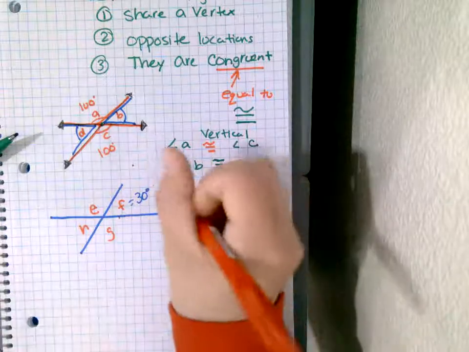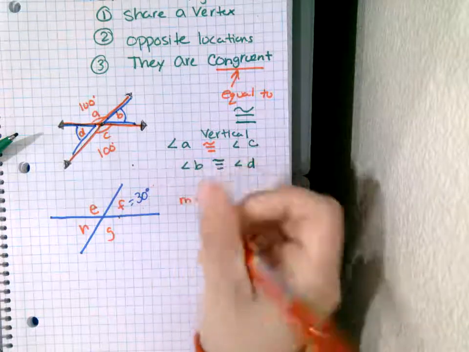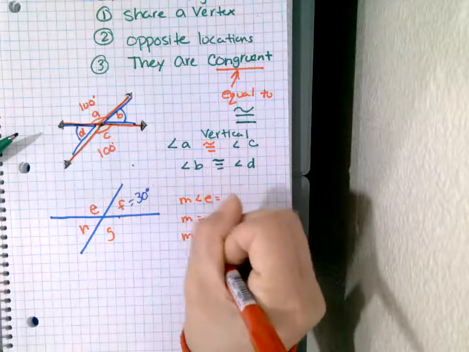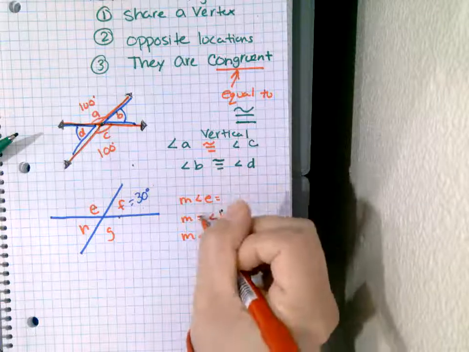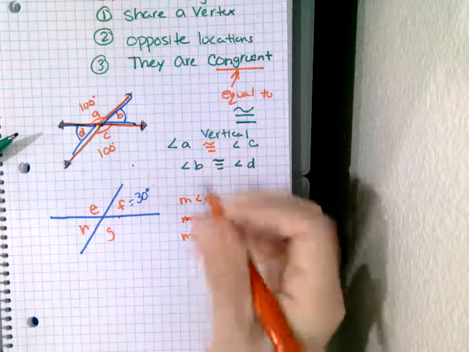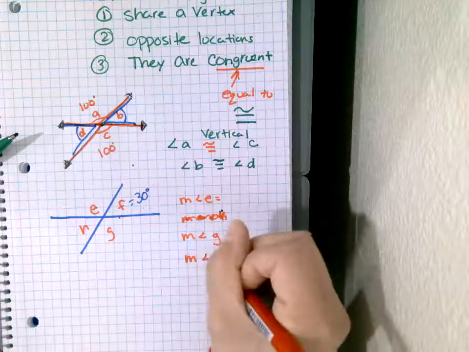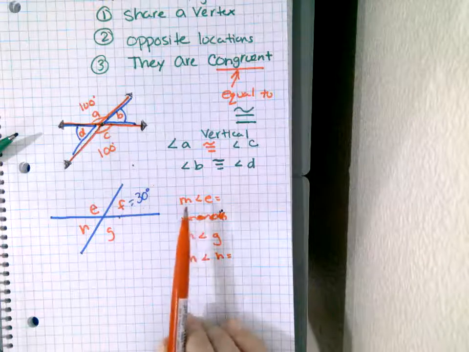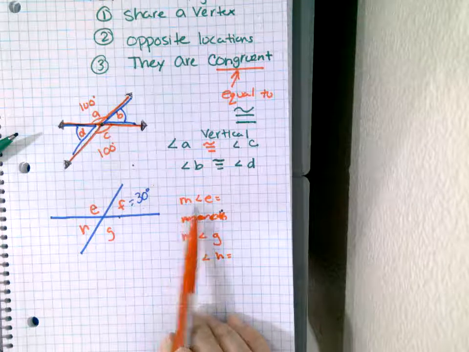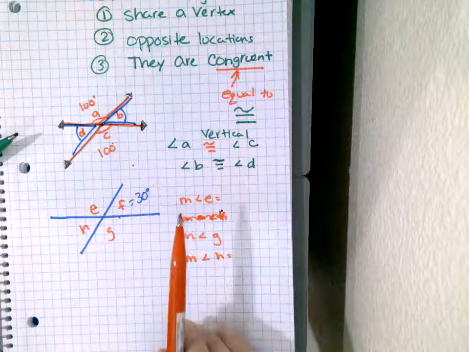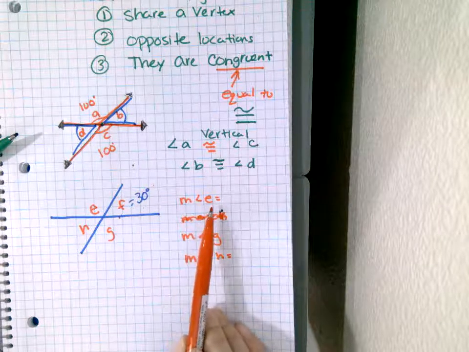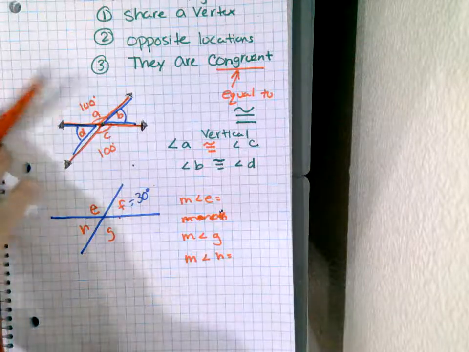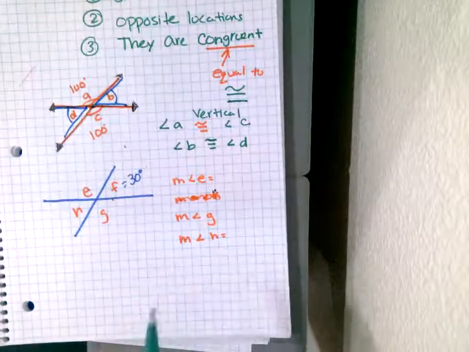What is the measure of angle E? What is the measure of angle H? What is the measure of angle G? When you see an M in front of an angle, it just means measure. Yep, let's complicate it even more. When you see an M, it means measure of angle E, measure of angle G, measure of angle H. Yep, welcome to the world of complicating simple things.